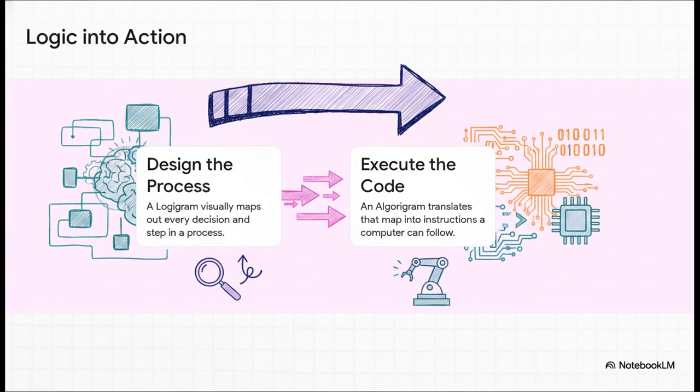So it's really this crucial two-step process. First, you design the logic visually with a logogram, which makes it easy for us humans to understand it, debate it, and perfect it. Then you translate that perfected logic into an algorithmogram so a computer can execute it flawlessly, thousands of times a second, without ever getting tired.